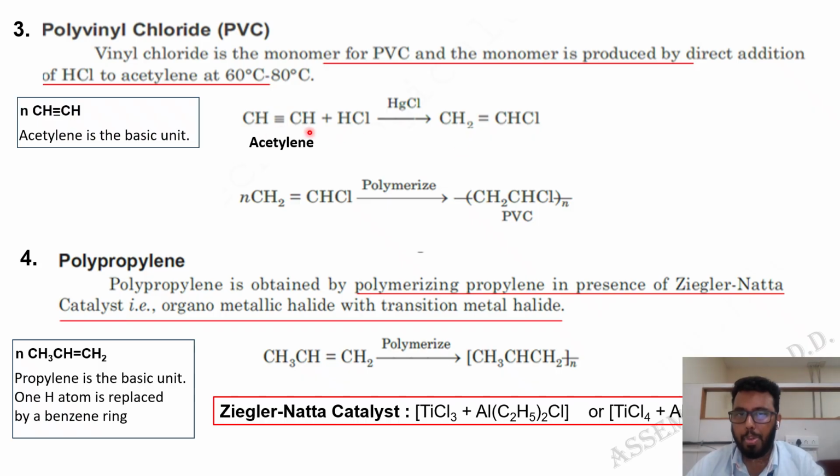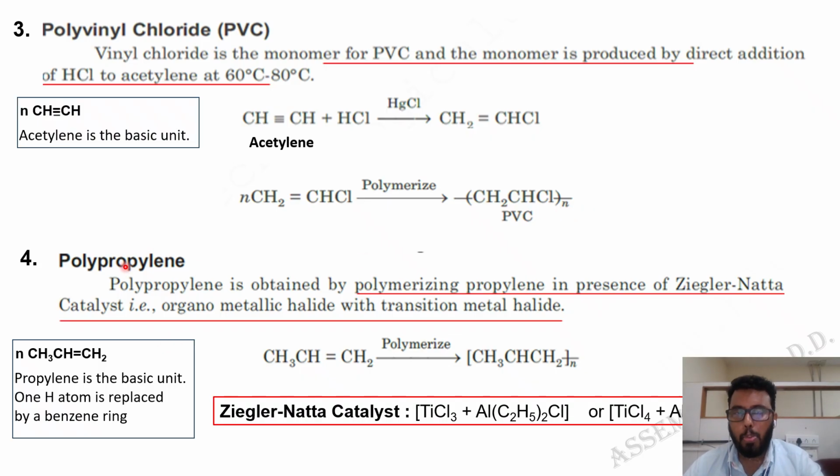This hydrogen will add here, this Cl will add here, and the triple bond will become a double bond, CH2 double bond CHCl. Then if you take n units of this CH2 double bond CHCl, that is chloroethylene, and polymerize it, you will get vinyl. Taking n moles of vinyl chloride and polymerizing gives n moles of polyvinyl chloride, (CH2 CHCl)n.